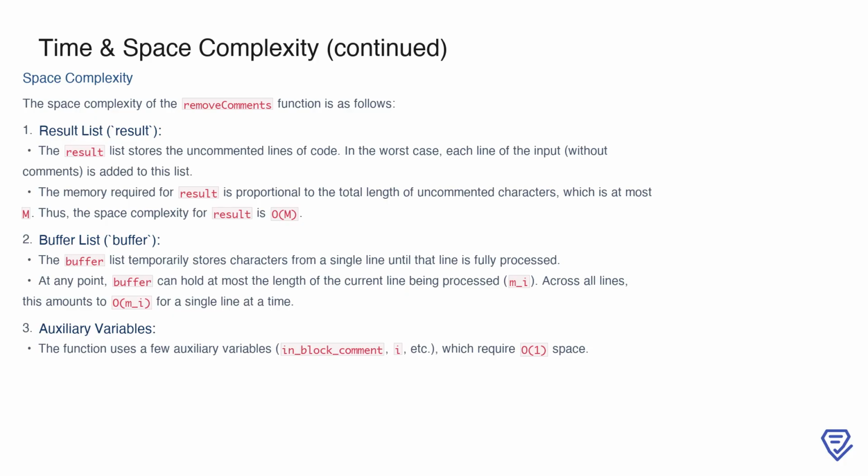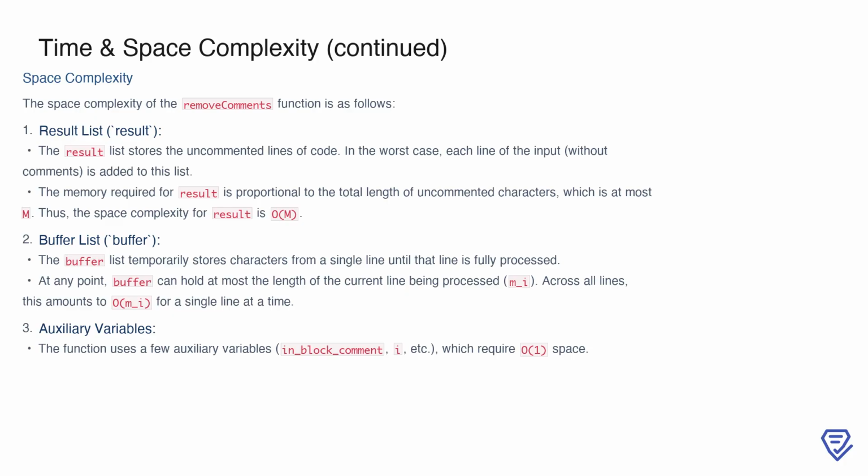In addition, there's the buffer list, which holds characters temporarily while processing individual lines. At any point, the size of the buffer is limited to the length of the current line being processed, making its space complexity m_i for a single line at a time. Lastly, the function uses a few auxiliary variables, such as in_block_comment and i, which require constant space, or O(1).